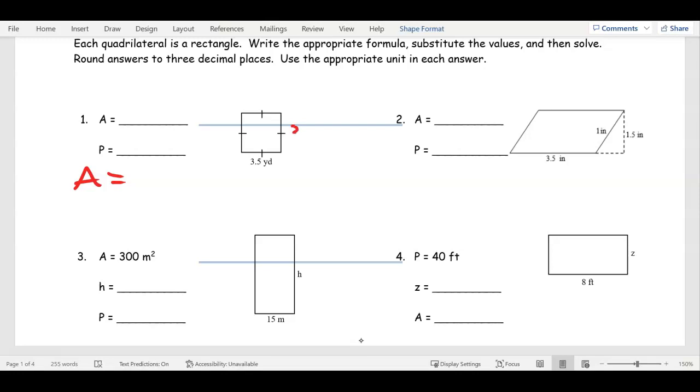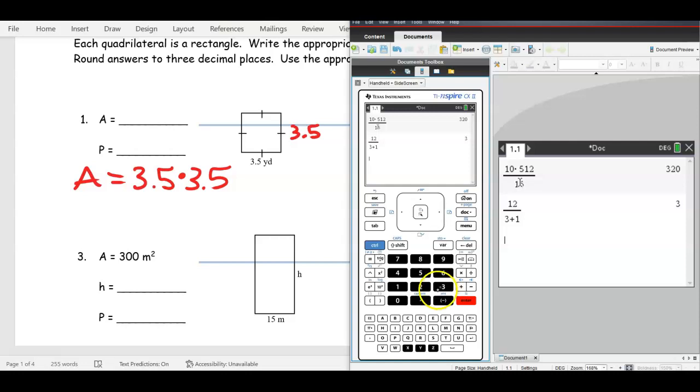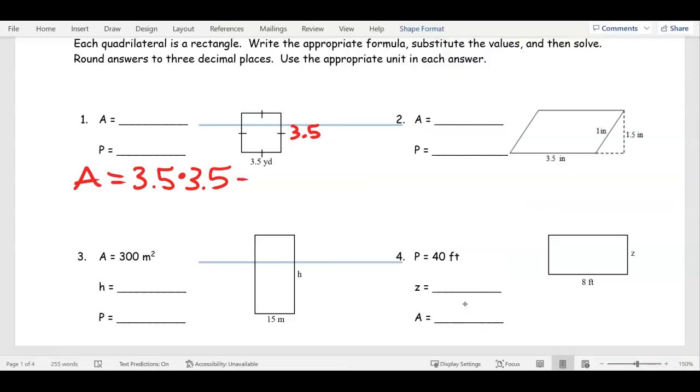The .5 is all the way around, right? So I have 3.5 and 3.5. So you can either do 3.5 squared, or you can just do base times height, which is what times what? What am I multiplying here? Okay, 3.5 times 3.5. And I get 12.25.